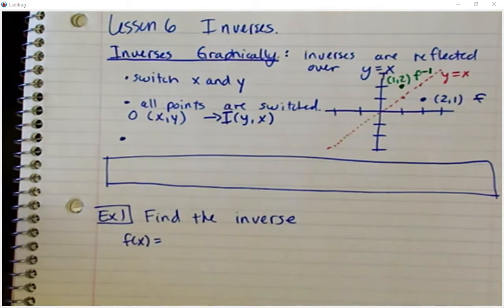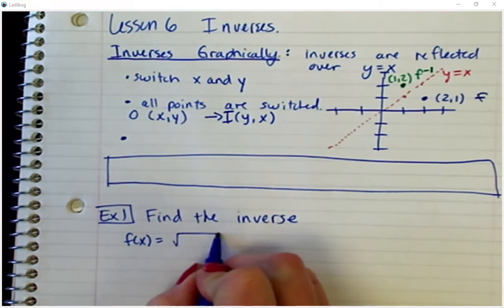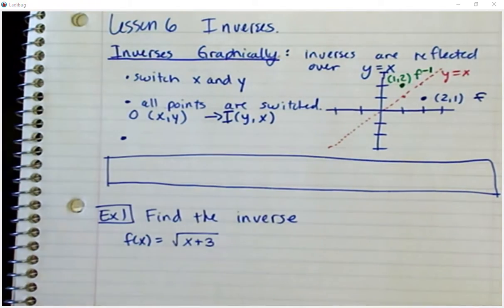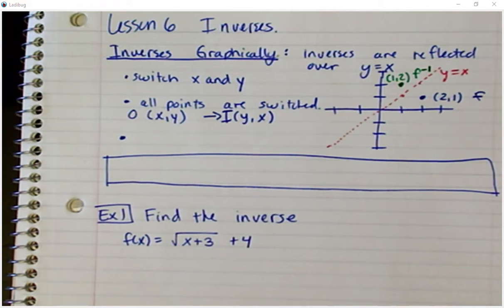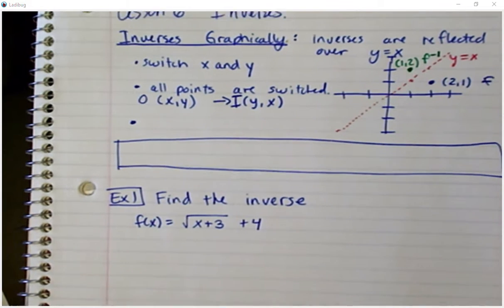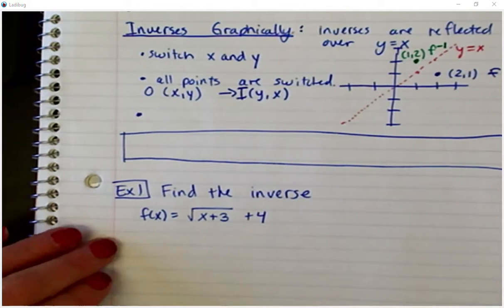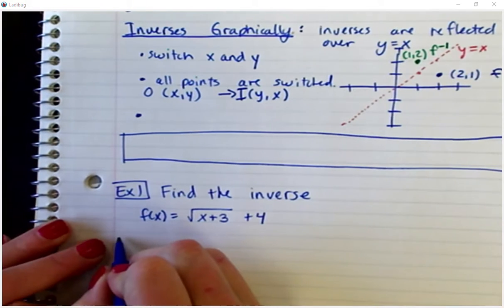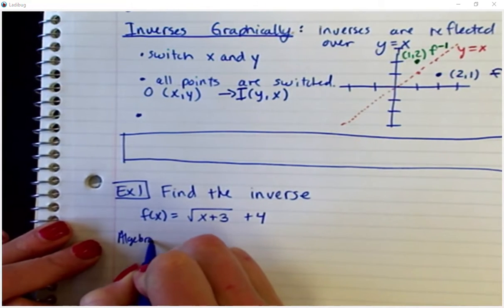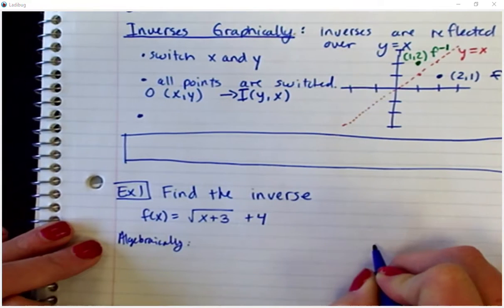I'm going to keep it really simple to start. Square root x plus 3. Find the inverse. That's what I want. Let's do it algebraically. Then let's do it graphically. Algebraically. And then we'll do it graphically over here.